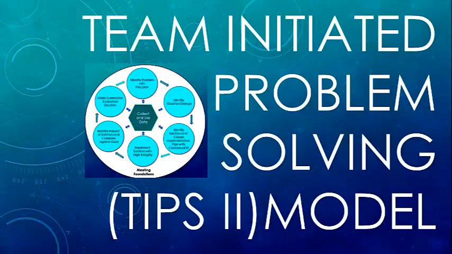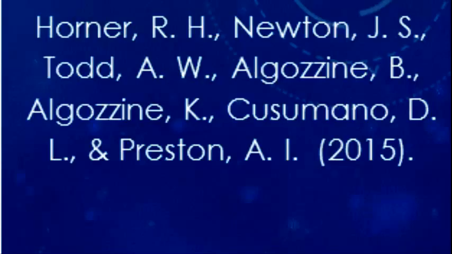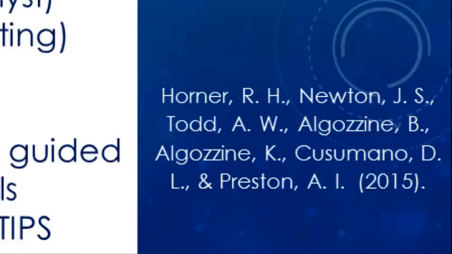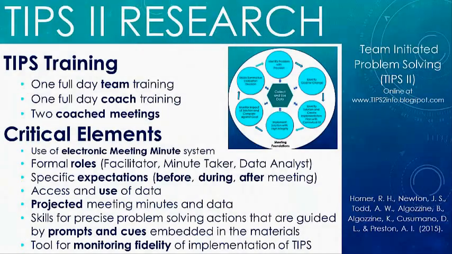And of course, the researchers we want to acknowledge come from the University of Oregon, Dr. Rob Horner and Ann Todd, as well as the University of North Carolina at Charlotte, and that is Bob and Kate Algozzine and Gail Cusumano and Angela Preston. So they've done some great work really bringing this information and refining it for us, like I said, close to 10 years now, to be able to present to us a very efficient and effective way for teams to use data.